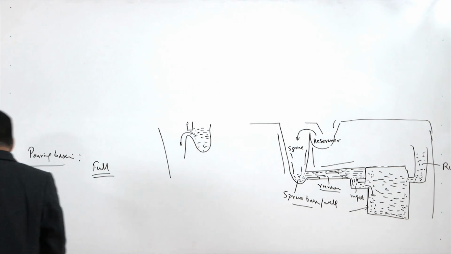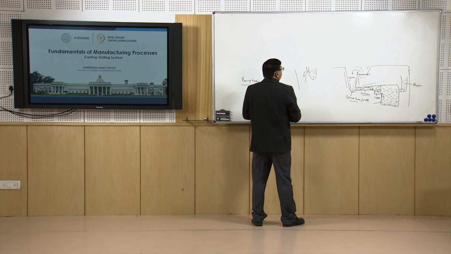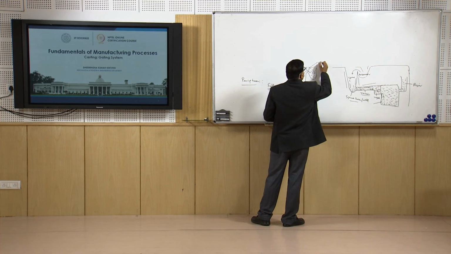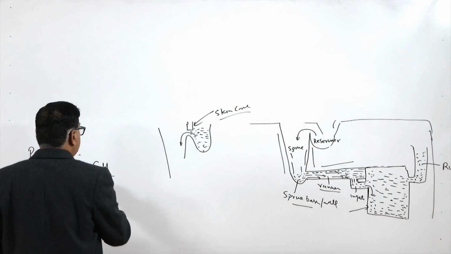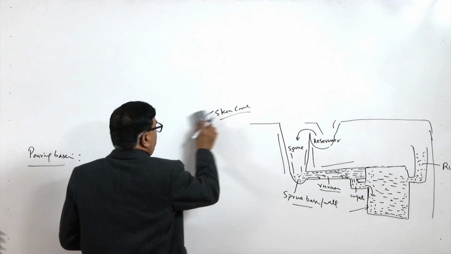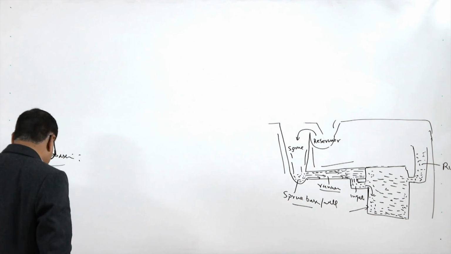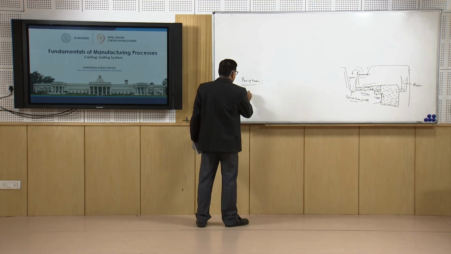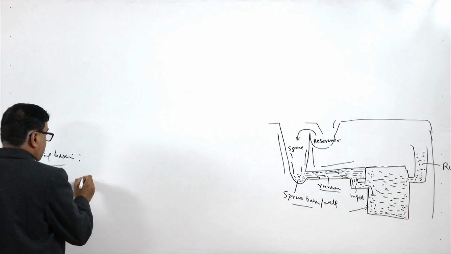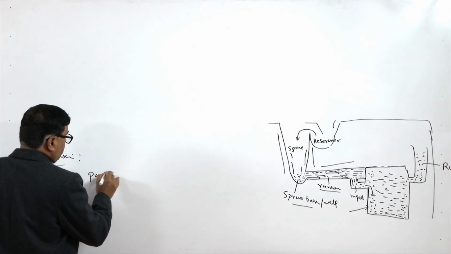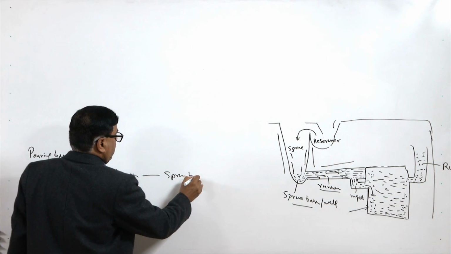Sometimes a skim core is provided in the pouring basin. This skim core helps in proper filtering of the impurities which will be floating at the top layer of the molten metal in the pouring basin. Then the sprue is the channel or passage through which molten metal flows from the pouring basin to the sprue base.